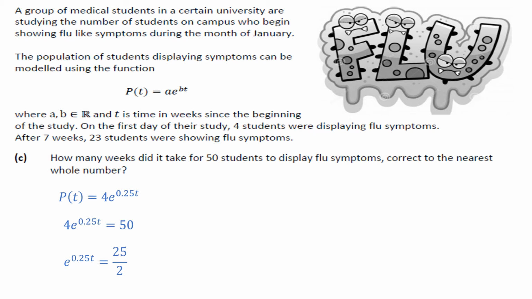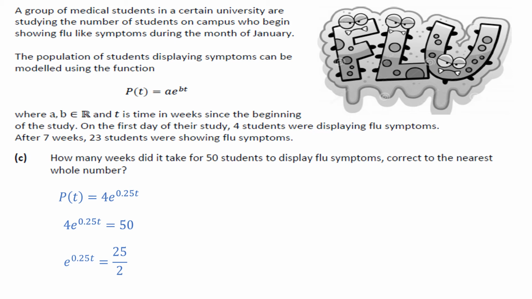If you can't, then you need to change to logs. Because the unknown is in the power, we're going to need to use logs to take it out of the power. So can I put it into the calculator as is? No, so I need to change it. And that works for changing logs back to indices as well.